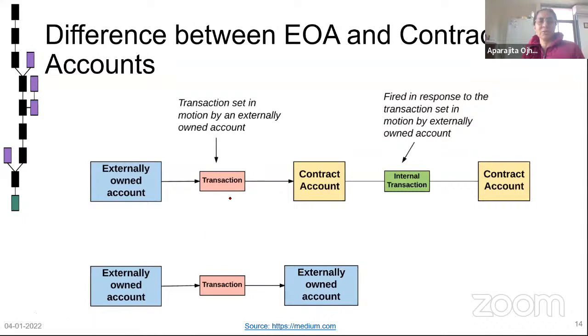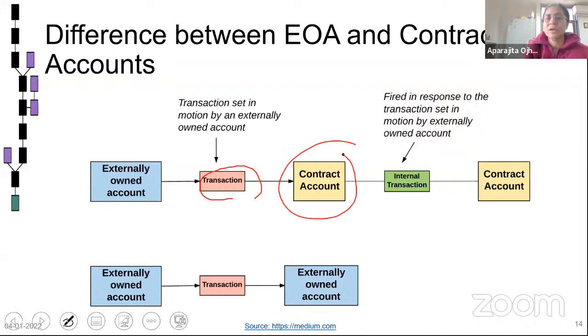This is a transaction you can see here, which will go to a contract account, which can have some internal transaction fired in response to the transaction. This I took from medium.com. It was well explained in this resource. Whereas externally owned accounts can also have transactions between them, right?